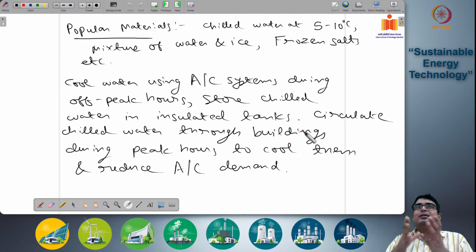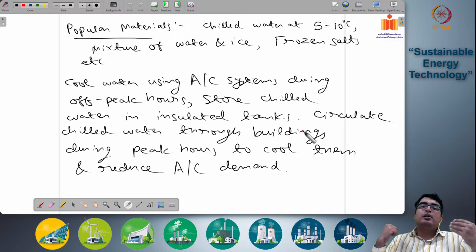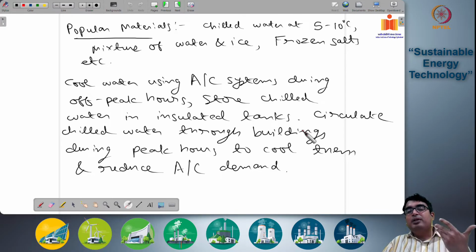So the idea here is, just like space heating, you can have space cooling. You have ducts in the buildings through which this cold water that has been cooled to temperatures of 5 to 10 degrees during off-peak hours is flown through the walls of the buildings during peak hours, for example a residential unit or an industrial unit or an office space, and cools them, and this will reduce the air conditioning demand of these office spaces or domestic spaces.